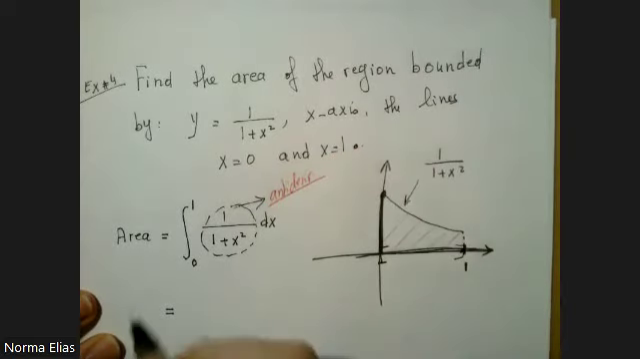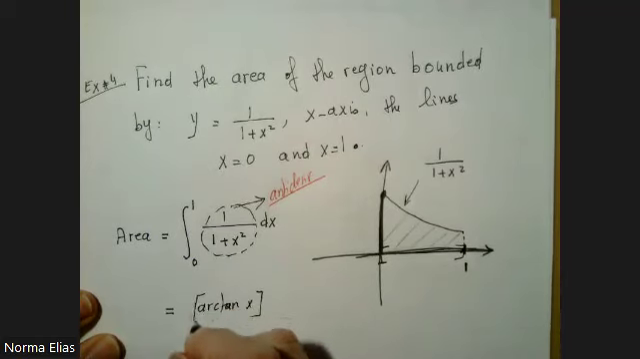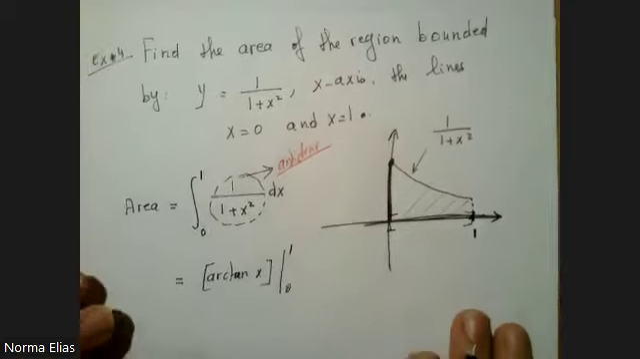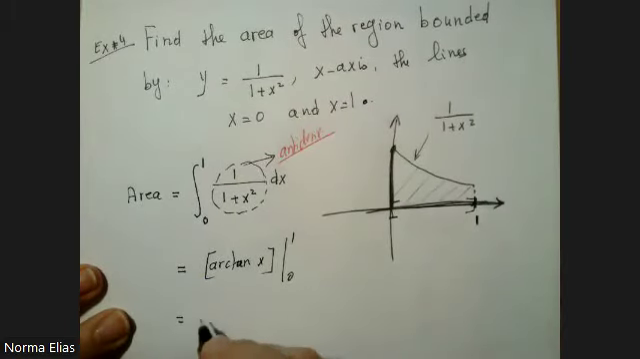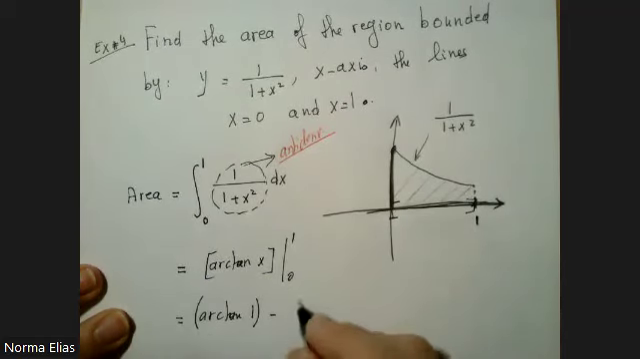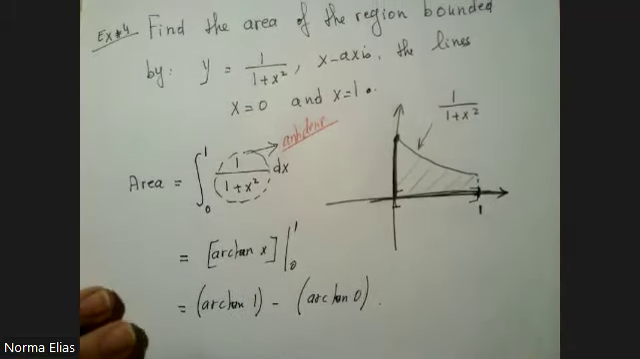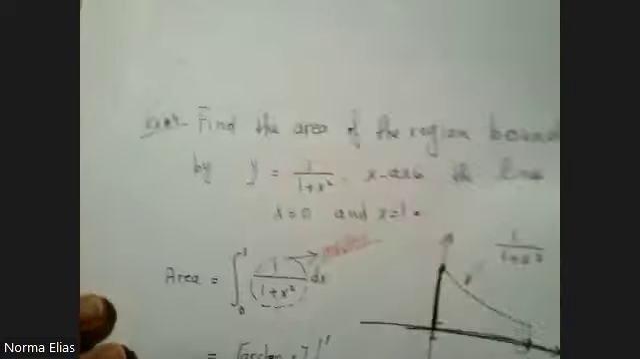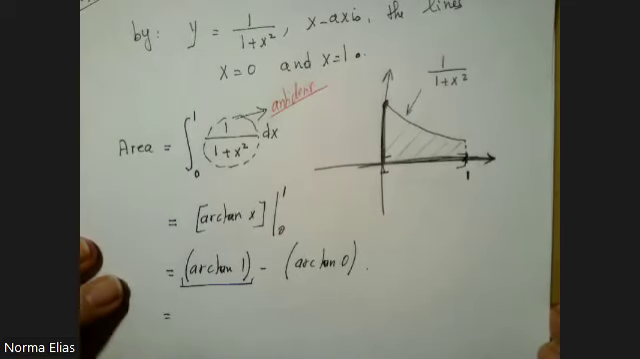That's the arctangent. Evaluated between 0 and 1. So finally, I will get arctangent of 1 minus arctangent of 0. Now, what's the arctangent of 1? What is the angle? When you take its tangent, you get 1. Remember, arctangent is the angle whose tangent is 1. Okay, scratch your head. What is the angle whose tangent is 1?